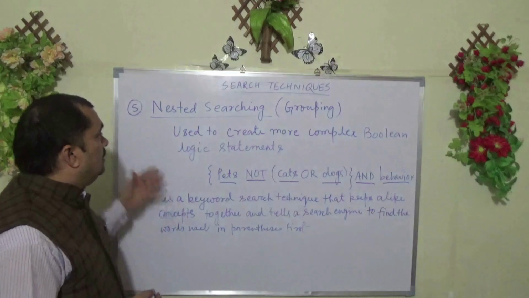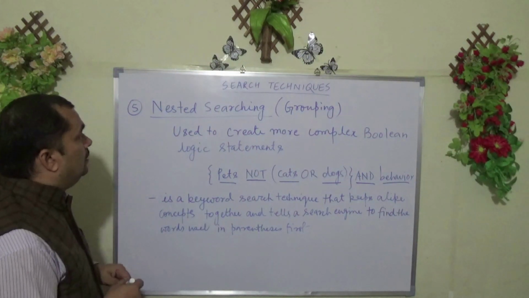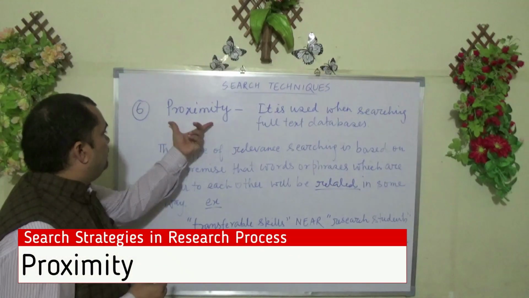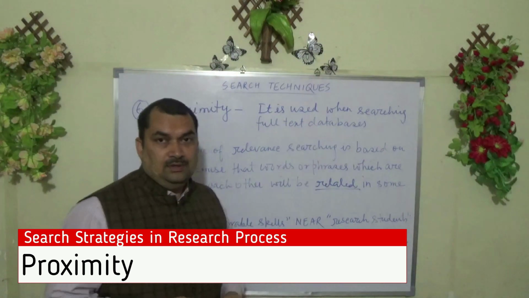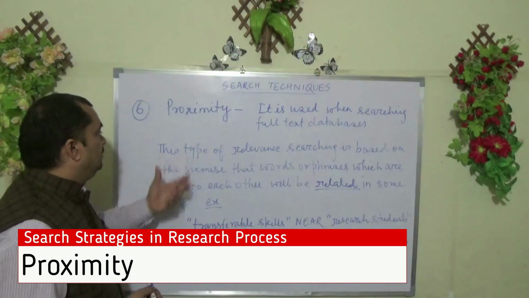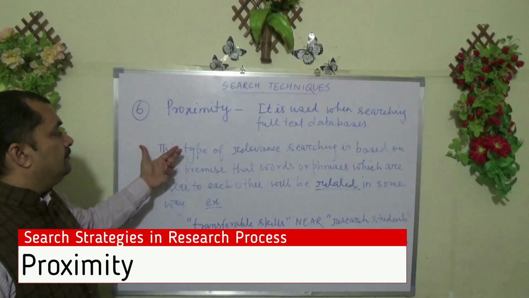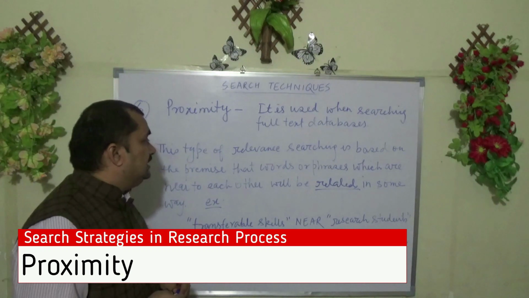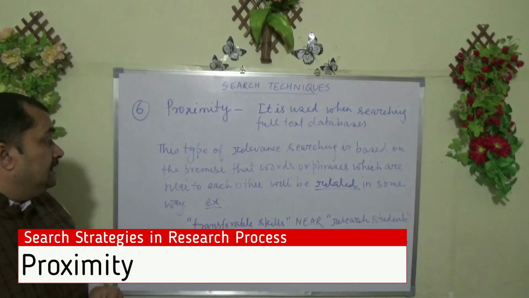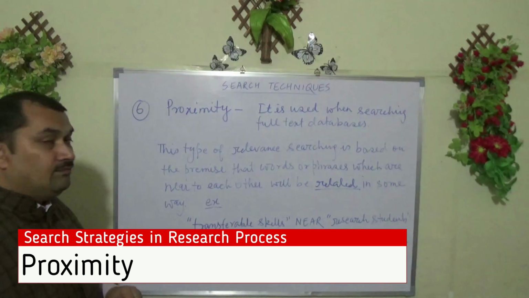Now I am going to talk about the proximity search and let's see how it works. Okay, so let's discuss the proximity. Basically it is used when searching full text databases. The meaning of proximity is that this type of relevance searching is completely based on the premise that words or phrases which are near to each other will be related in some way.